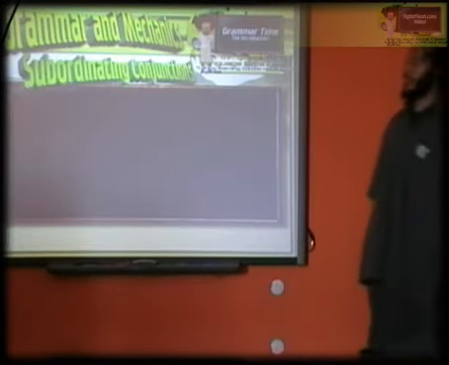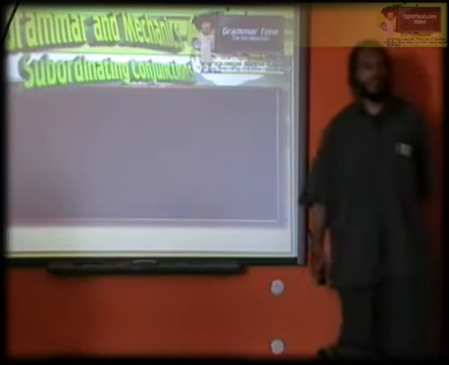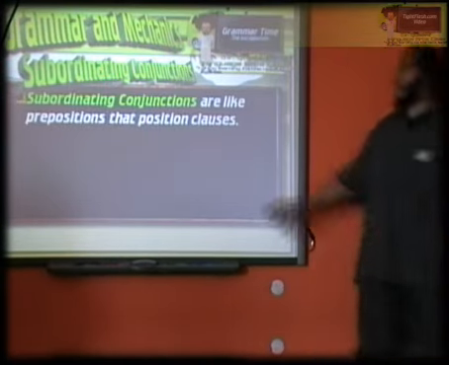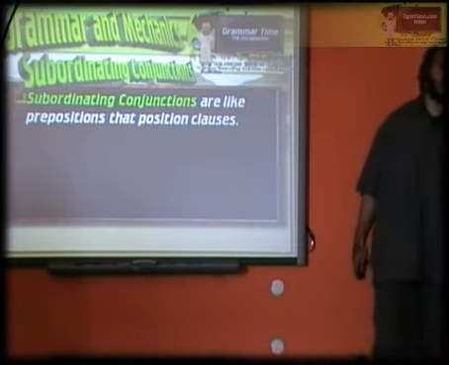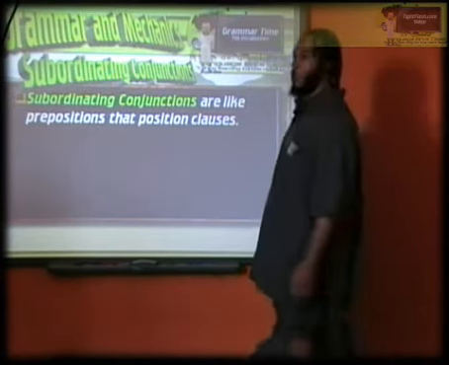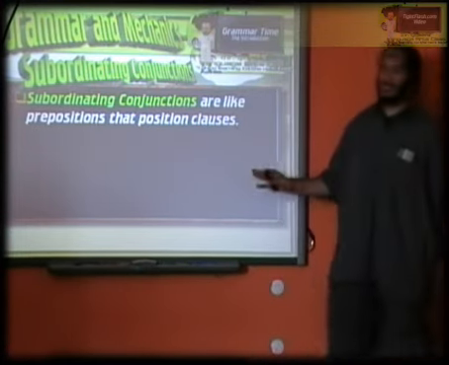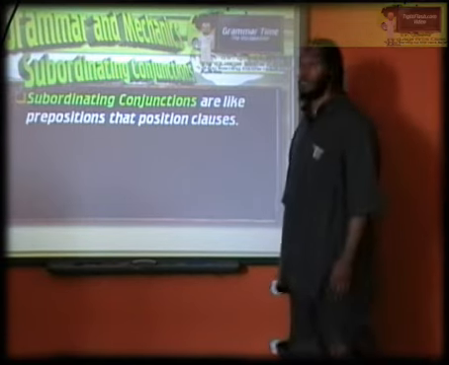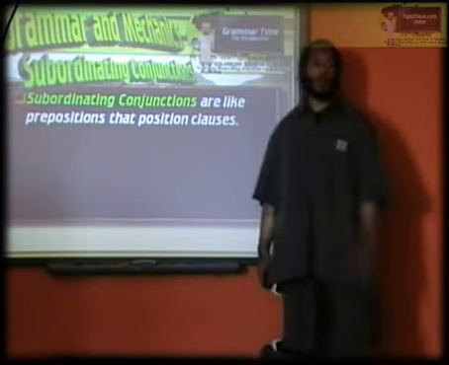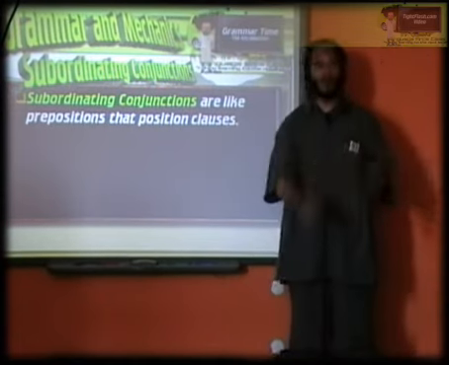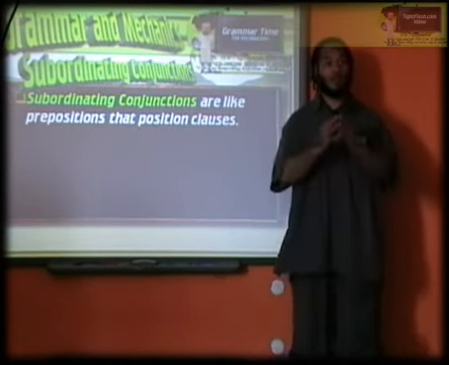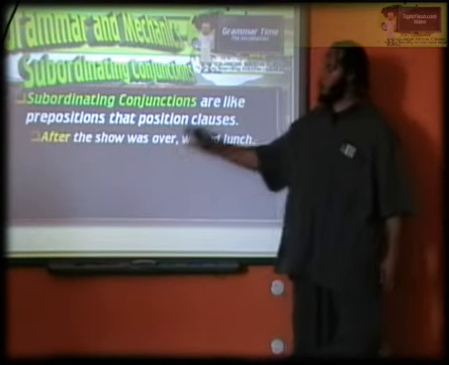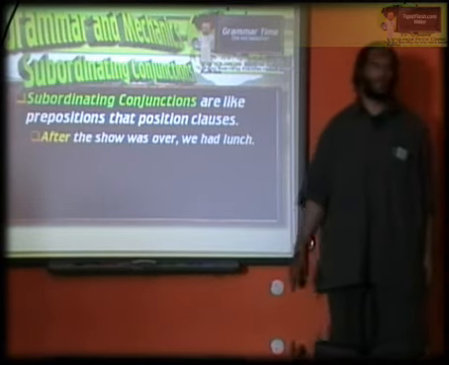Okay, let's go over this. Subordinating conjunction. What is a subordinating conjunction? Well, they're like prepositions that position clauses. Depending on where the clause is, there are things you have to do. Subordinating conjunctions start off dependent clauses. So if you can locate that word that is a subordinating conjunction, it'd be quite easy to find the dependent clause in a sentence. For instance, after the show was over, we had lunch.